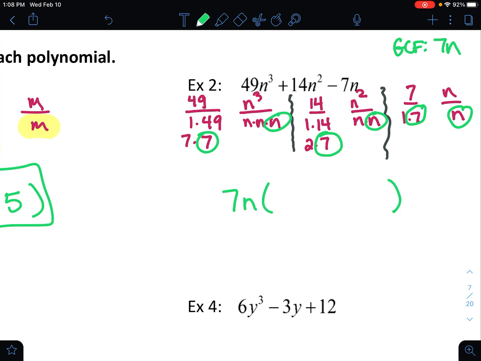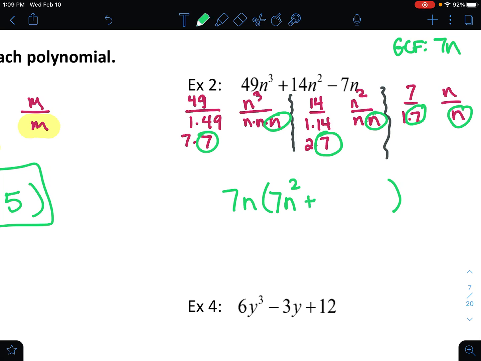So now I need to divide 7n out of all 3 terms. 49 divided by 7 is 7. N to the 3rd, and I put 1 out in front. There's 2 left. And again, remultiply. 7 and 7 is 49, n and n squared is n to the 3rd.